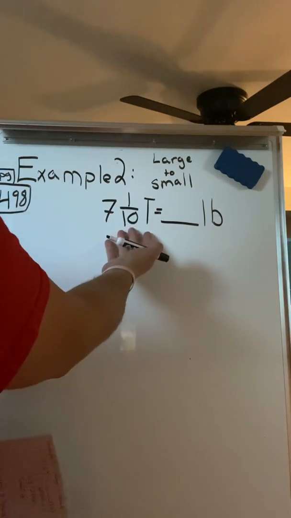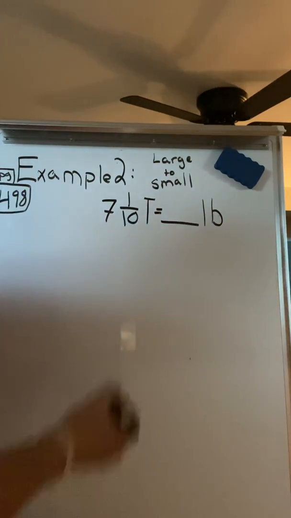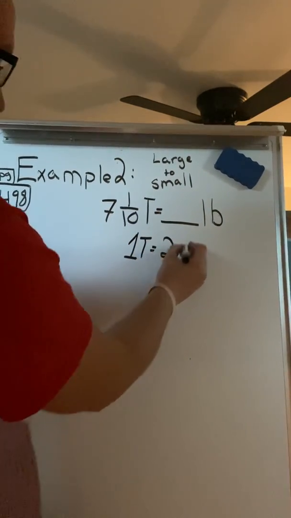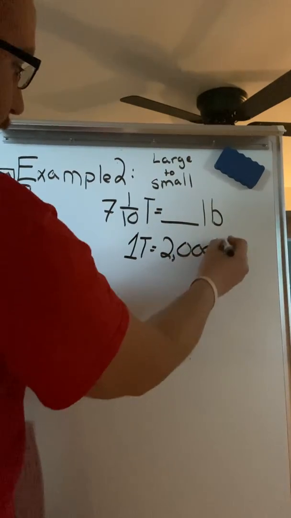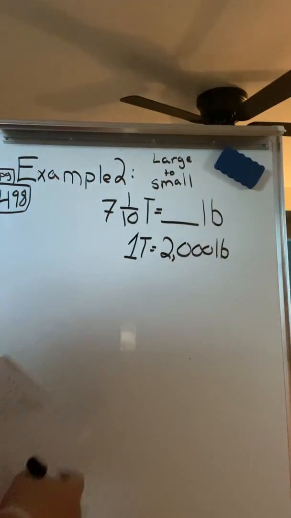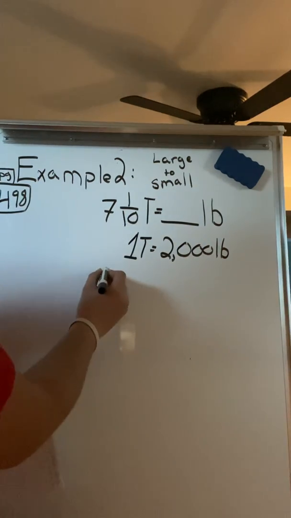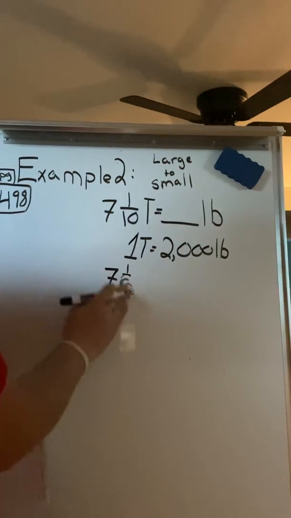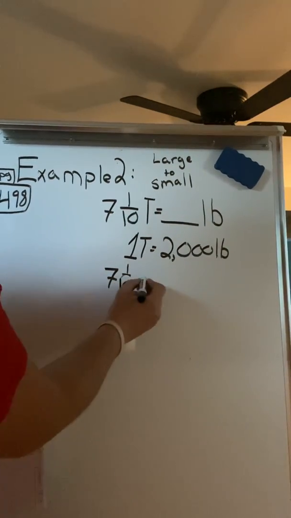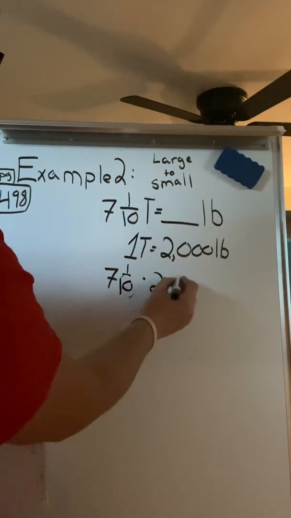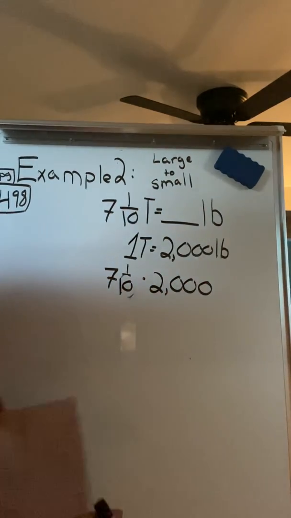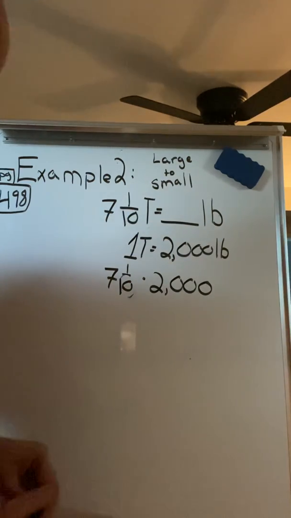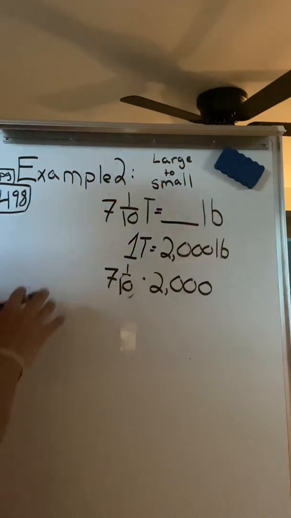Well, I got to go to tons to pounds. Well, how many pounds are in 1 ton? Well, I know that 1 ton equals 2,000 pounds. Okay? So that means I'm going to have to take 7 1/10 times 2,000. Okay? So this is where it can be like, well, I'm not sure how to do this. And that is completely okay, because I'm going to show you right over here.